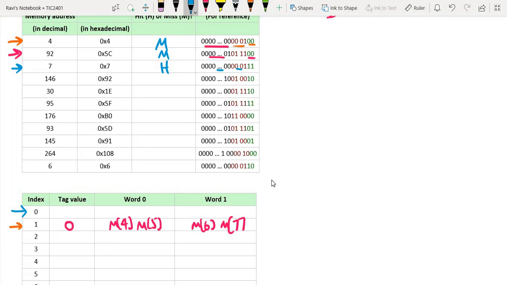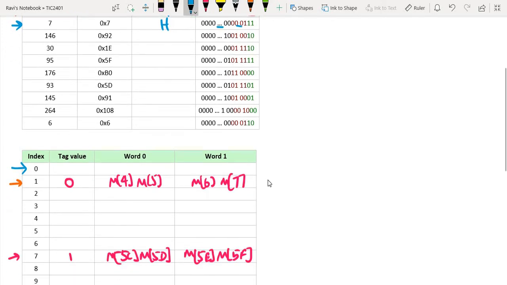Okay, so since it's a hit, the data is already in the cache over here, and I can just take this data and return it to the processor. Now let's look at the next access over here, which is hex 92. In this case, we are mapping it to line 4.